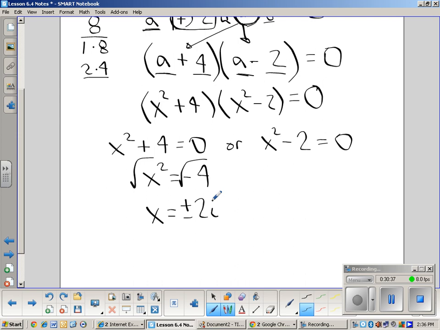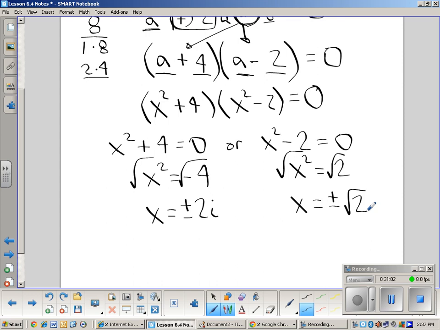Then we'll go over here. Add 2 to both sides. And then what? Find the square root. So what's x equal? x equals plus or minus the square root of 2.